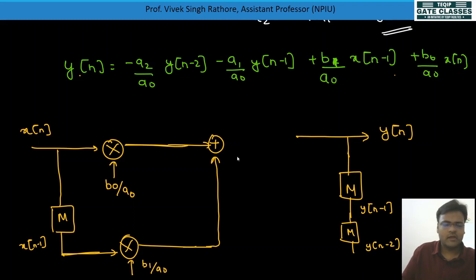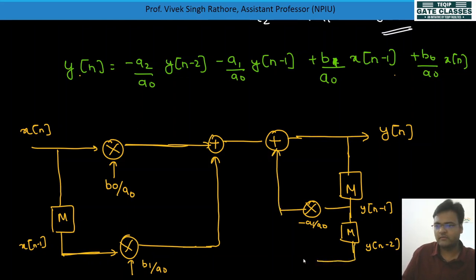Okay, now what will happen? See, this combination will come on, and again some combination will come on. Which combination? See, y of n minus 1 will be there, we can take y of n minus 1 here, and multiply it with minus a1 by a naught, and we can add it over. And here also y of n minus 2 will be there, and here also some addition will be there. We keep y of n minus 2 multiplied by minus a2 by a naught, and we'll add it.